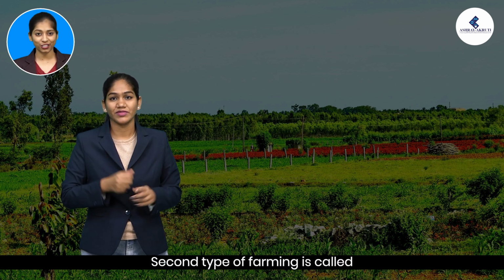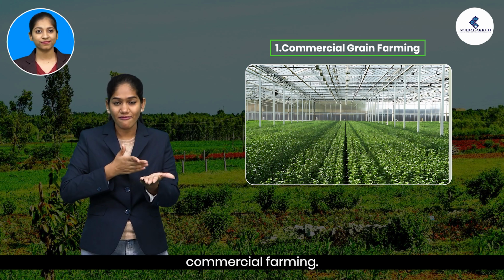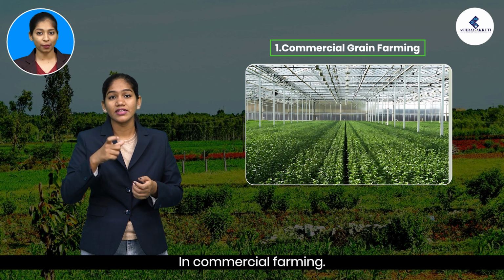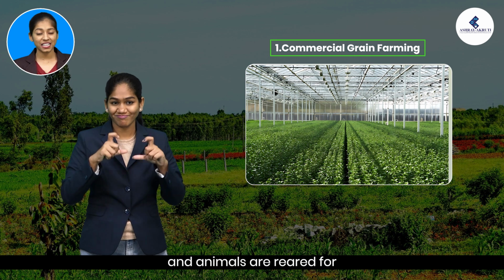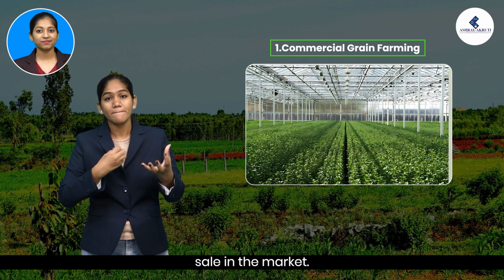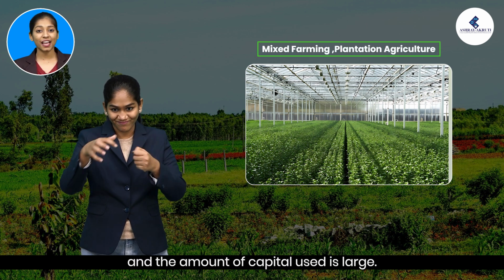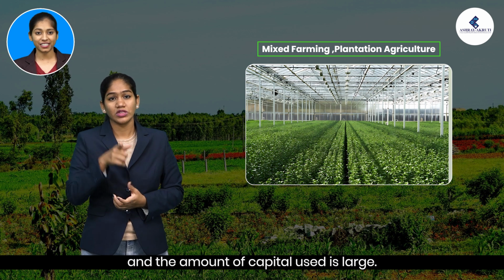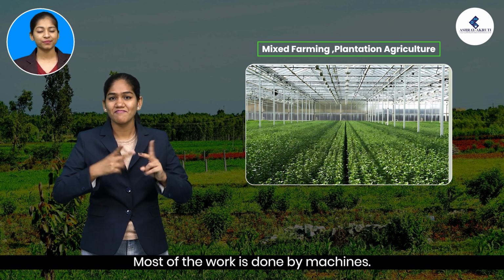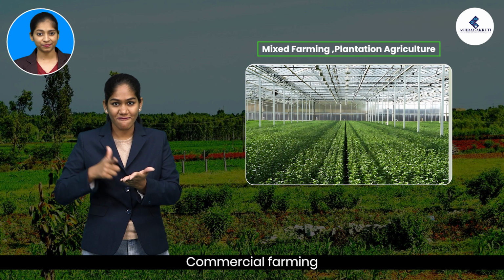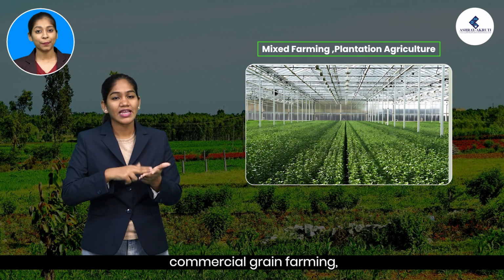Second type of farming is called commercial farming. In commercial farming, crops are grown and animals are reared for sale in the market. The area cultivated and the amount of capital used is large. Most of the work is done by machines. Commercial farming includes commercial grain farming, mixed farming, and plantation agriculture.